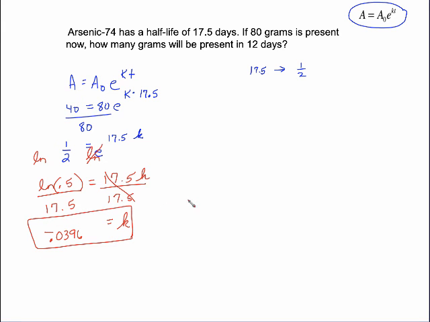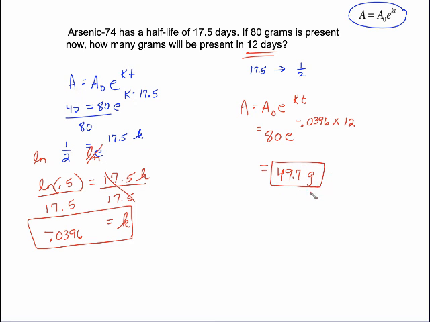And then I have to go through the problem again using the formula. The second time through is just a stuff-it-in-the-calculator kind of problem. We are starting with 80 grams, e to the k, which we discovered was negative 0.0396, so that's the k value for arsenic, times 12, because we want to know how much is left after 12 days. Stuff all that in the calculator, and this works out to be about 49.7 grams, or perhaps 50 grams if you are asked to round to the nearest whole number.